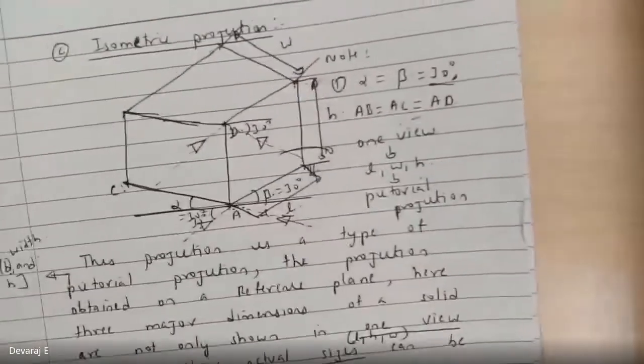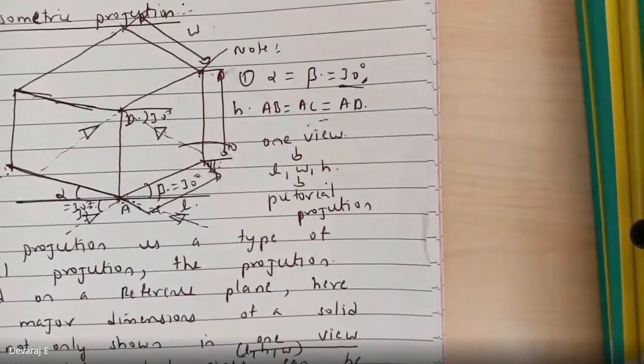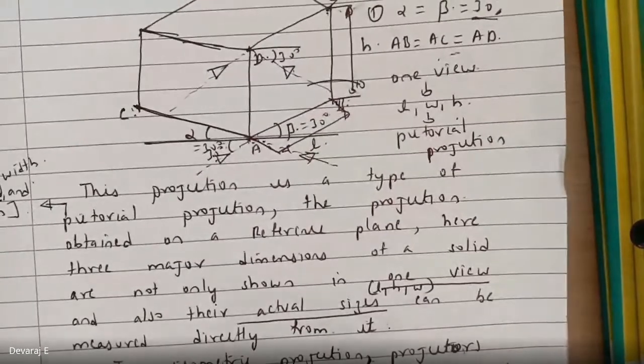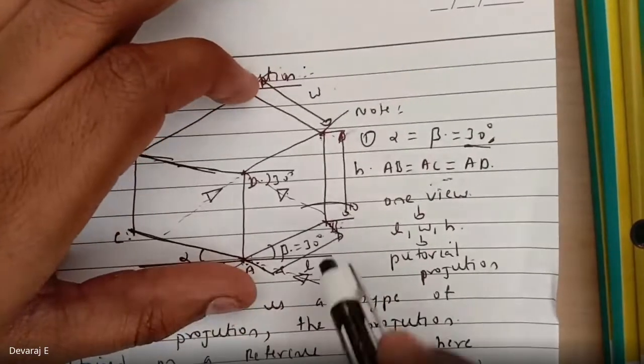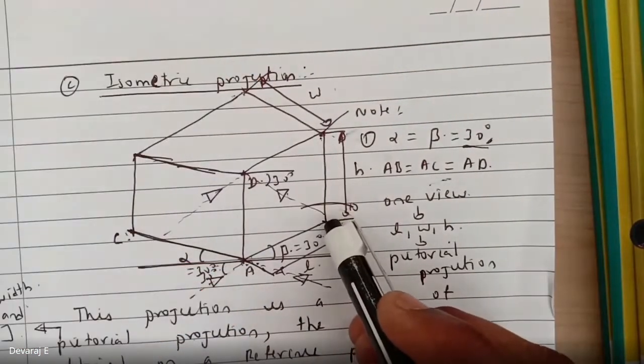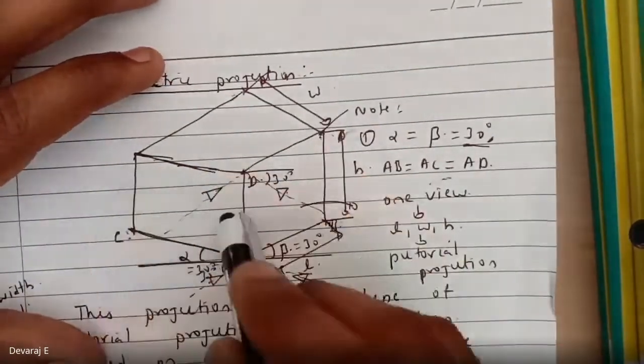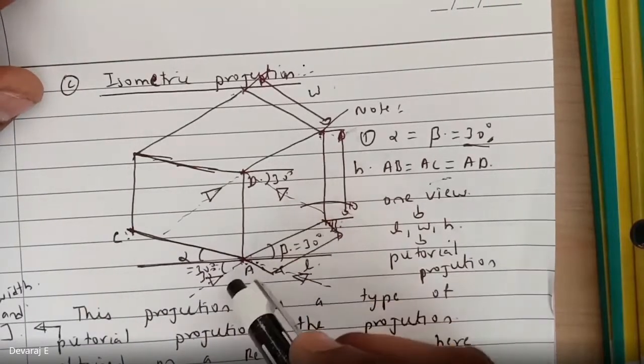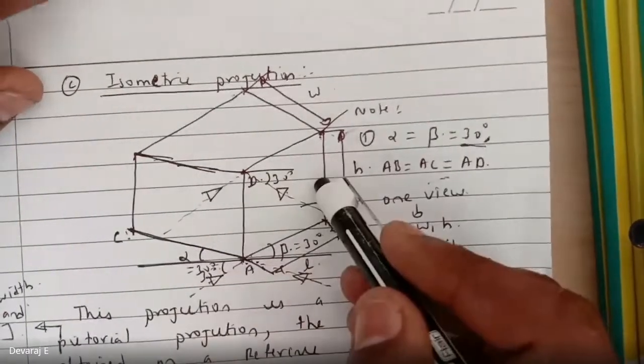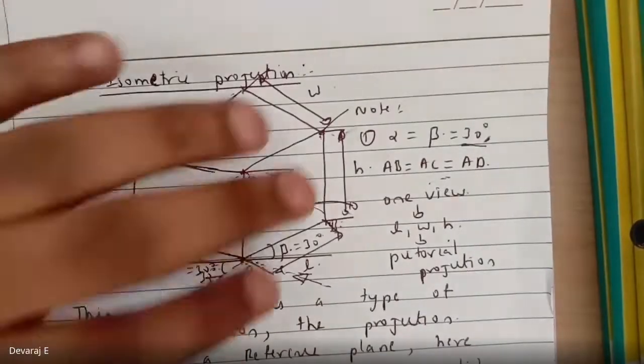So this is called as isometric projection. So in isometric projection, be careful, we can see all the three dimensions, and all the three views, as well as we can measure the actual sizes in a single view. So this is called a single view. Here there is no top view, side view, nothing is there, only the front. By analyzing the front view only, we can see all the three dimensions, and we can find the dimensions also. So this is called as isometric projection.